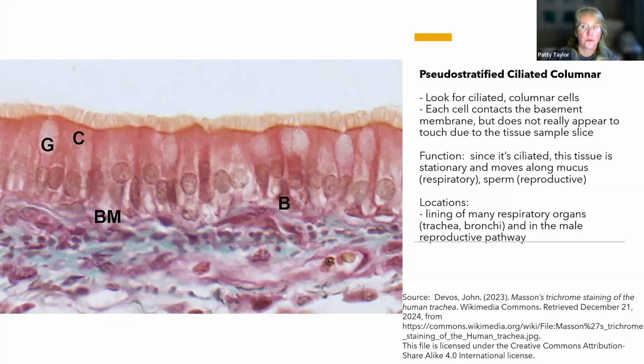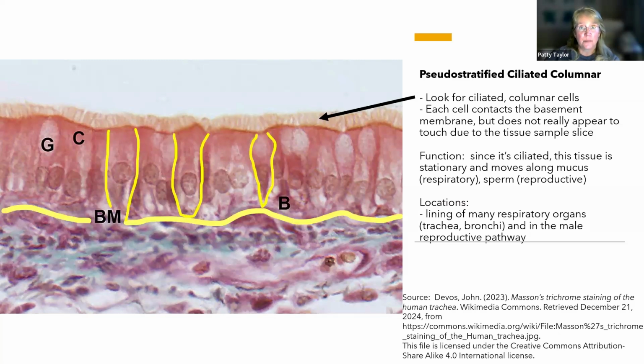This tissue is pseudostratified ciliated columnar epithelial tissue. That is a mouthful, and for that reason, we often abbreviate it as PSCC. So pseudo means false, stratified means layers. So it is a falsely layered tissue. It does have cilia on the surface. There you can see what looks like a shag rug on that apical surface. And these are columnar shaped cells. Now, every cell touches the basement membrane. In reality, it's a simple tissue. It's only one cell layer thick.